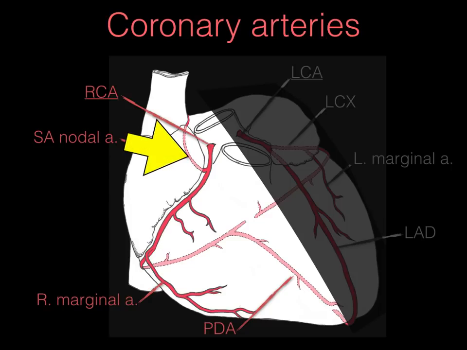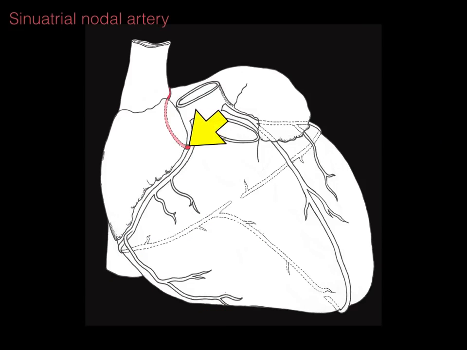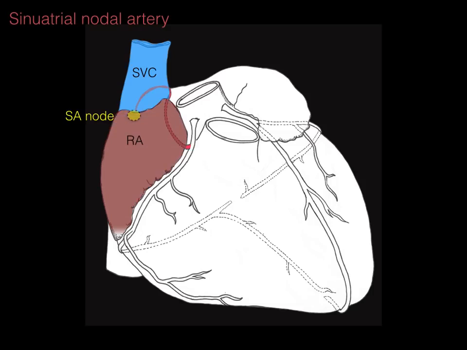All right, next one is the SA nodal artery. So this artery arises from the right coronary artery, courses up on the top of the heart, then dives deep into the tissue. It's why it's kind of ghosted in there, and it supplies the SA node, which is located between the superior vena cava and the right atrium, and the SA node, or the pacemaker, initiates the conduction system of the heart.